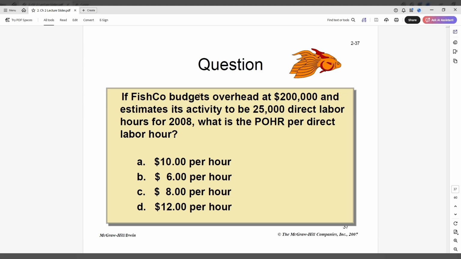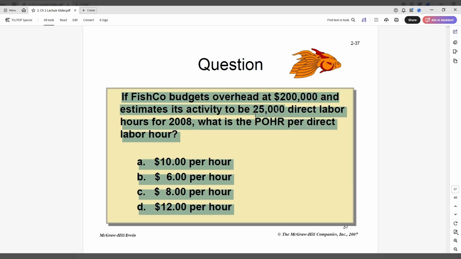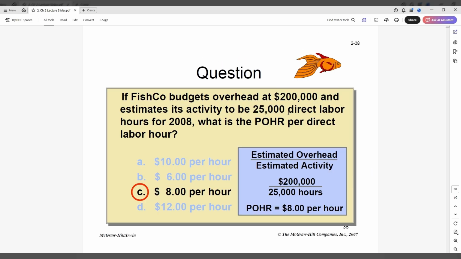And so basically what we would want to do is take that overhead divided by the 25,000 hours. So 200,000 estimated budgeted overhead costs divided by 25,000 estimated hours. That means per our estimates, it's going to be $8 of overhead per direct labor hour, right? And then every time we have a direct labor hour for a given job, we just multiply it by 8 to get the allocated overhead amount.